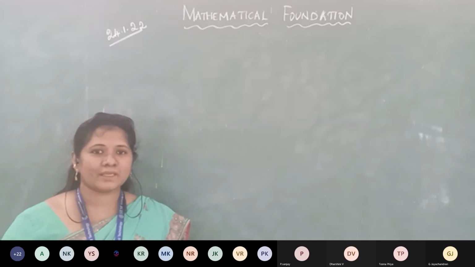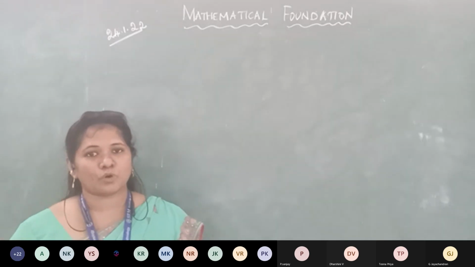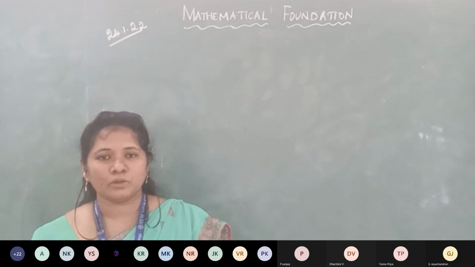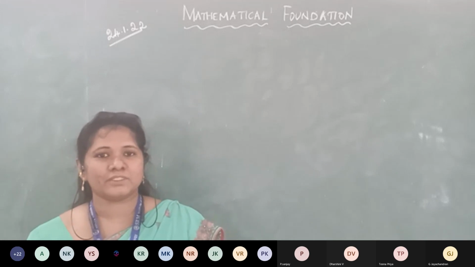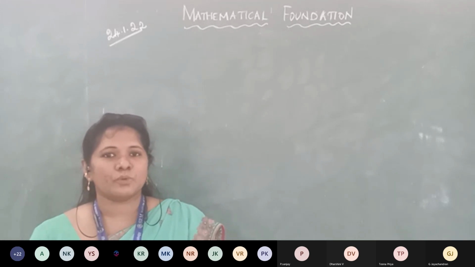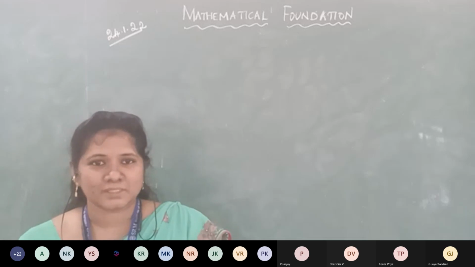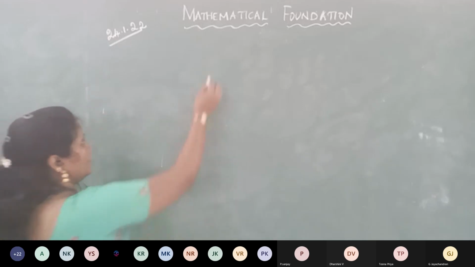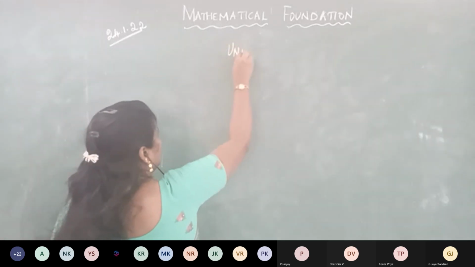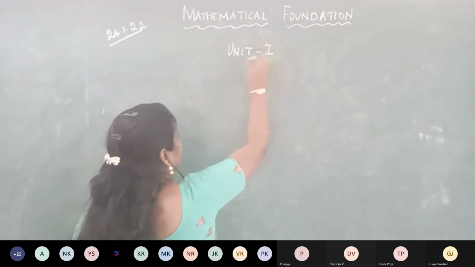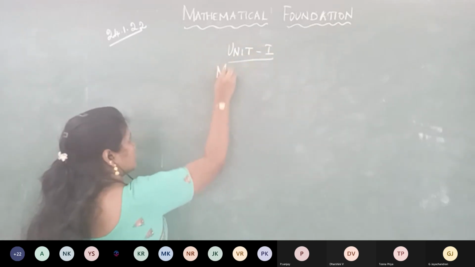So first we will write the definitions of matrices. What are the types of matrices? Whatever you have learned, you just tell me. I will write it on the board. So just write today's date, write today's topic heading, and write unit 1. Your unit 1 is matrices.